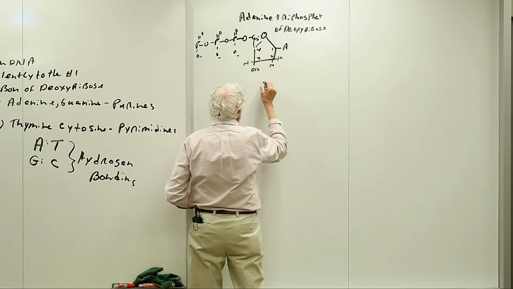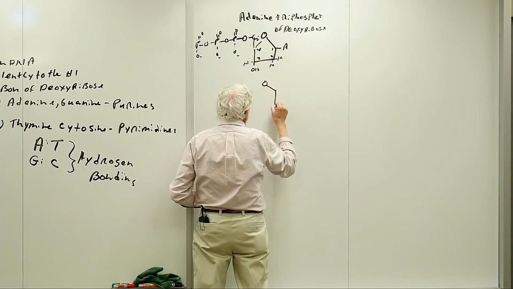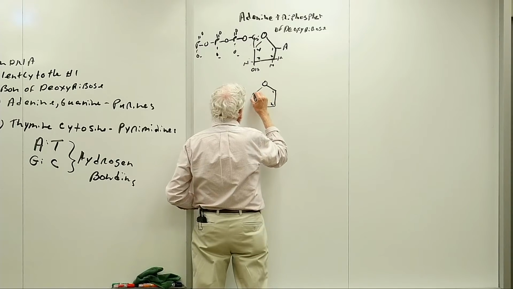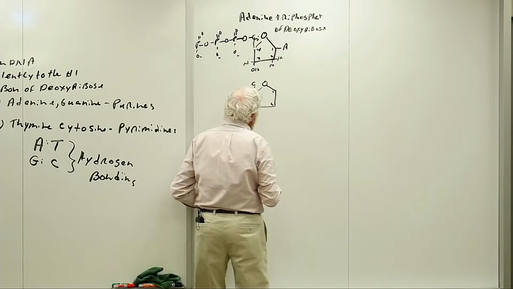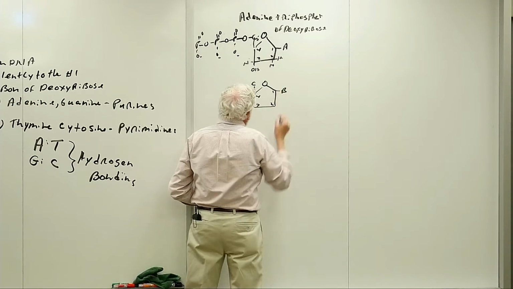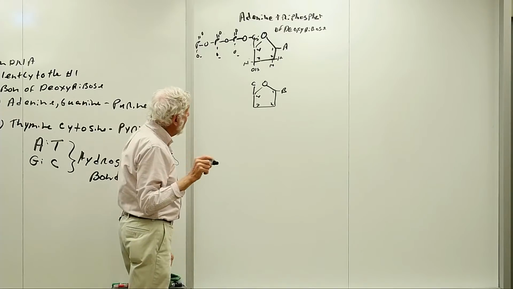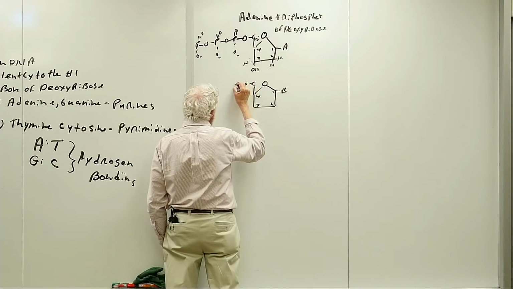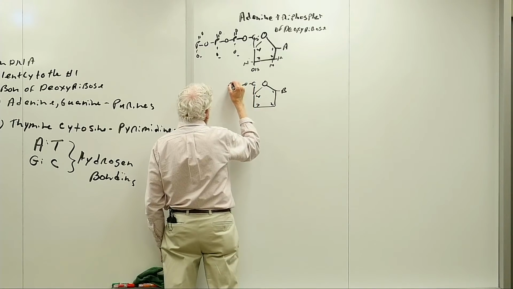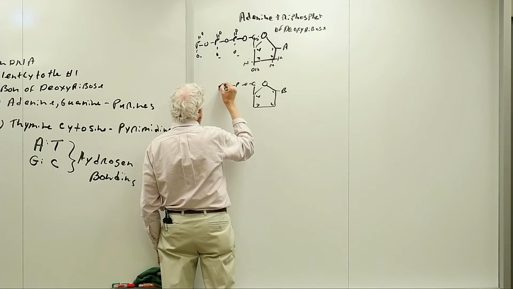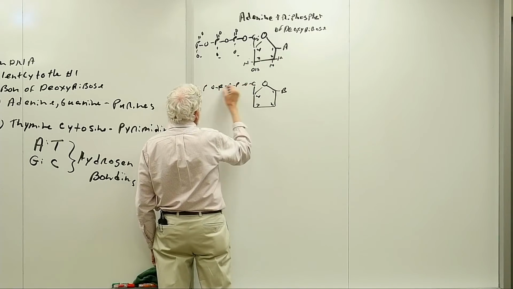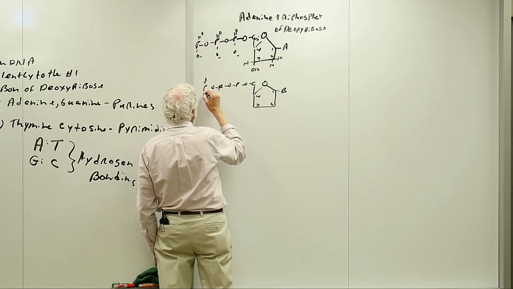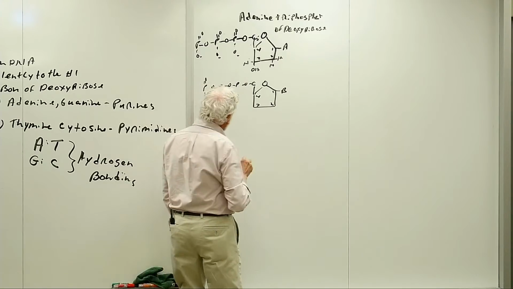So here we'll draw another one. 1, 2, 3, 4, and the number 5 carbon is up here. We have a base out here. It could be any of the 4 bases, but it's a base. And it too is going to have this carbon, oxygen, phosphorus, oxygen, phosphorus, oxygen, phosphorus. 1, 2, 3, right. Double bonded oxygen, O negative. I won't put all those in.